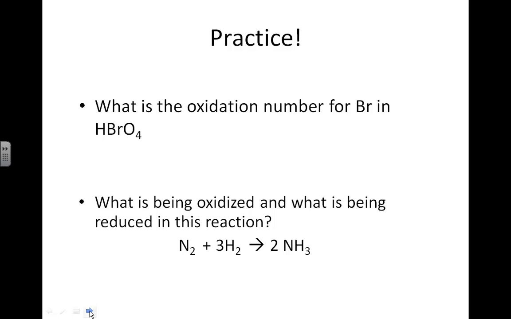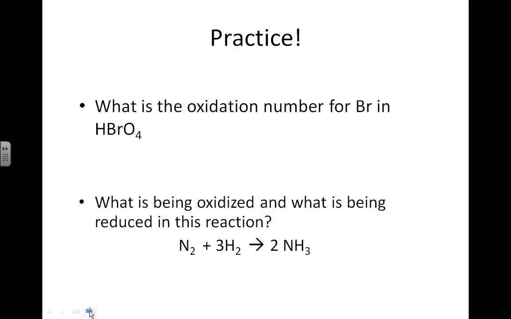Here are two examples of problems that you might see. For the first one, you have to identify the oxidation number for bromine within this compound. To figure it out, you would look at oxygen, and it follows the rule that its typical number would be -2, and there are 4 of them, so that's a total of -8. Meanwhile, hydrogen has a charge of +1. That would make the bromine have a +7 charge.